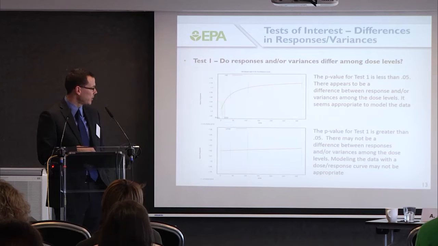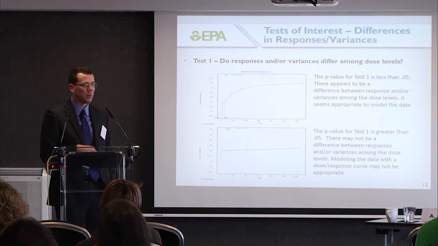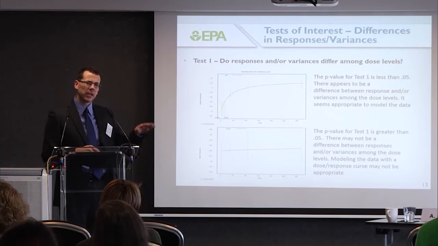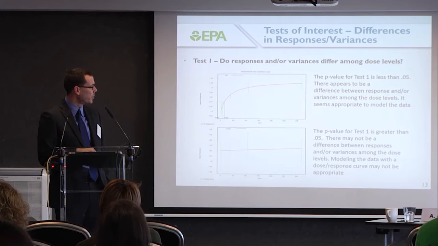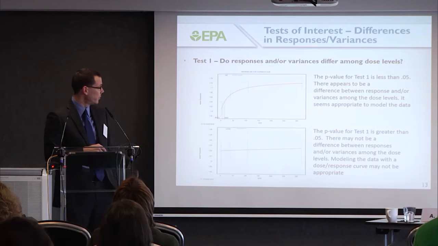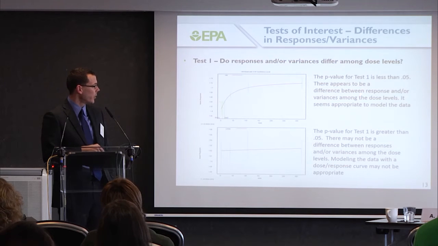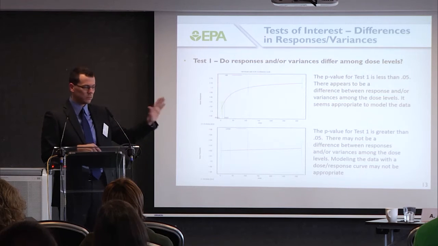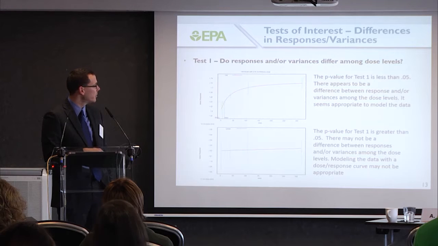The graph on the bottom maybe is a little bit more problematic. I think some people would look at the observed points and say there's no response. Other people might look at the central estimate, the model estimate of response, and maybe try to convince themselves that there's a slight trend upwards. But the p-value for test 1 would say, nope, it's greater than 0.05. You can't reject the null hypothesis that there isn't a difference between doses with regard to response and or variance. So at this point, if you were modeling this data, test 1 would tell you, stop, don't go any further. There's not a response.